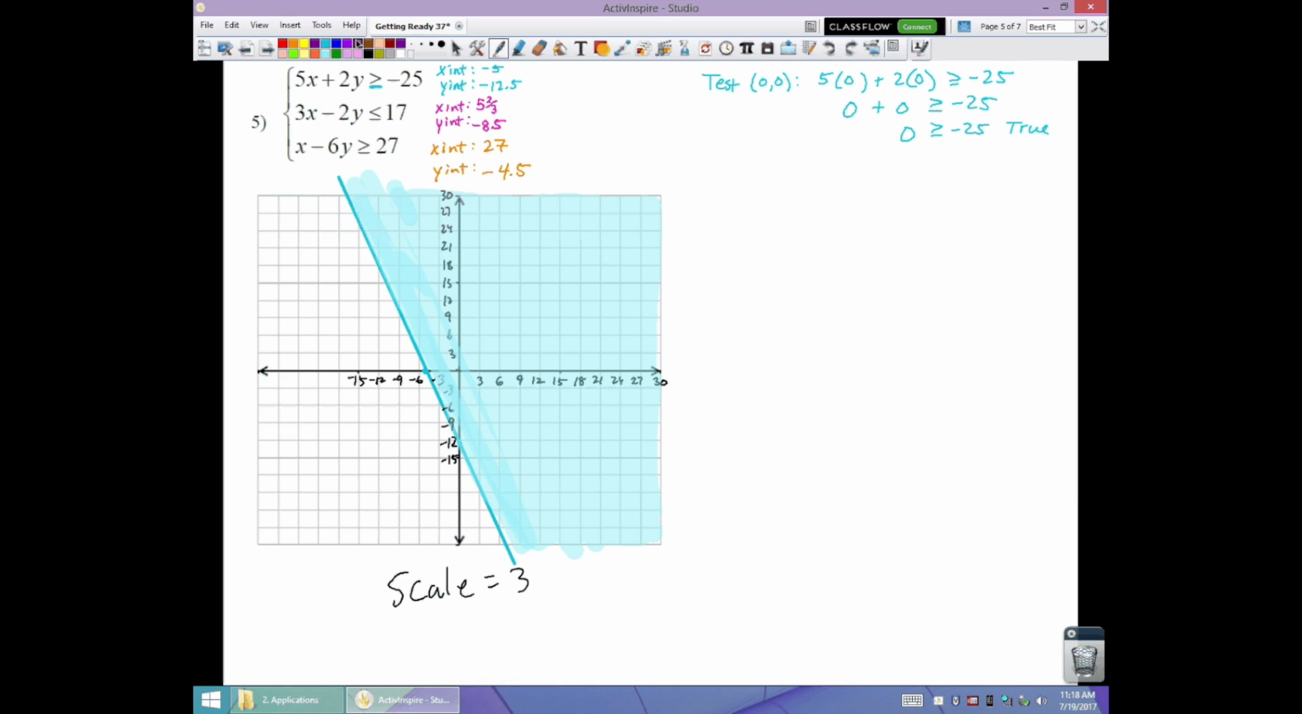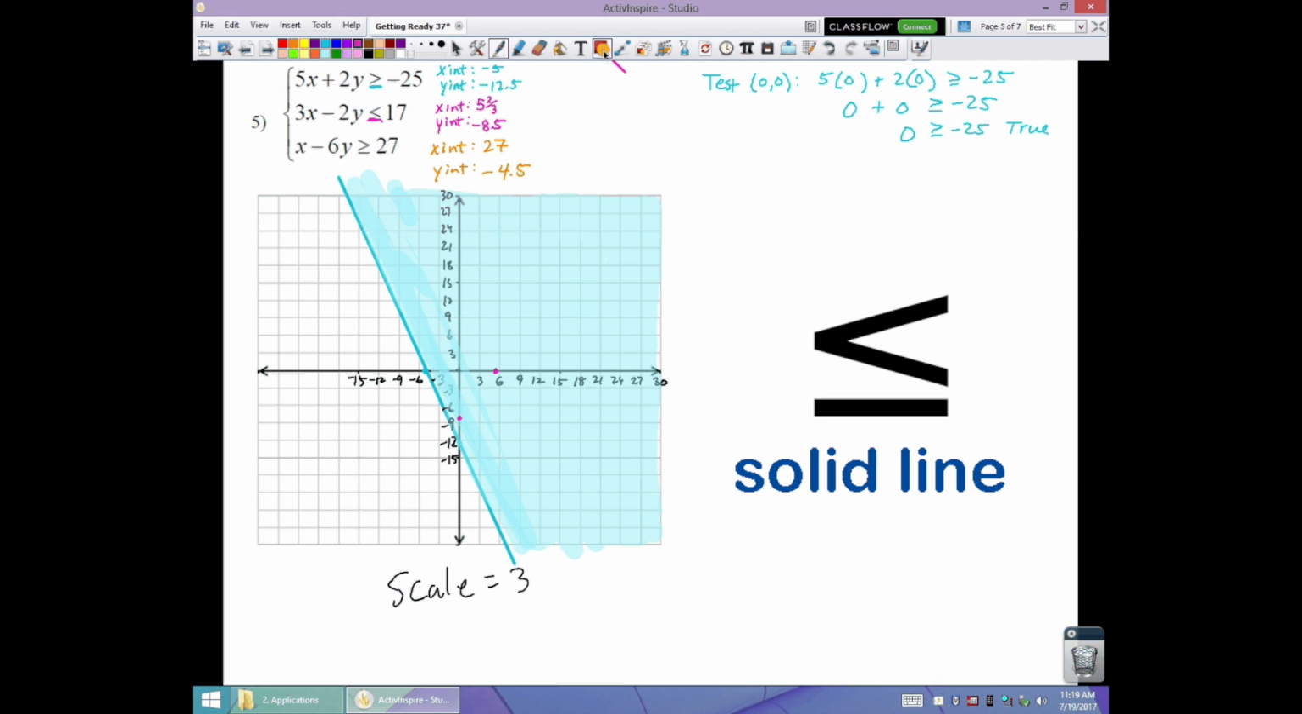Pink. 5 2/3 for an x-intercept, so almost to 6. Y-intercept -8.5 is almost to -9. That one also a solid line because it's less than or equal to.